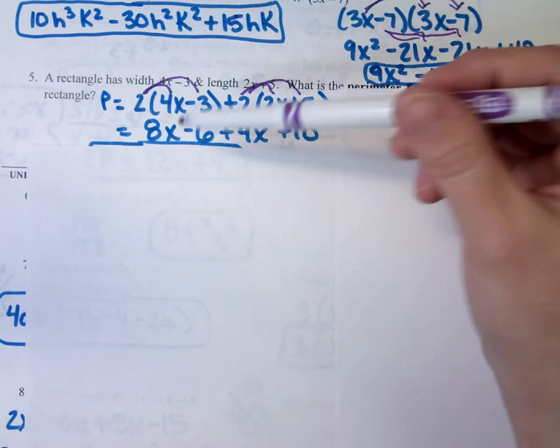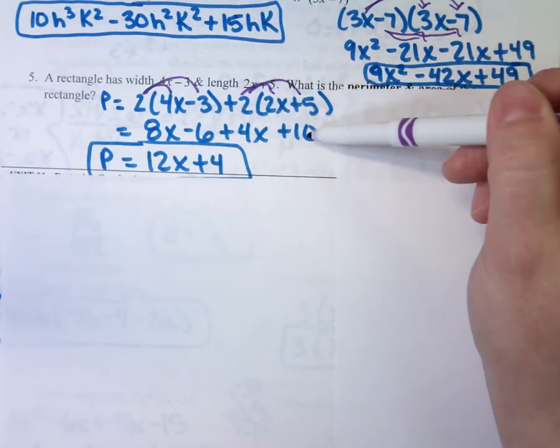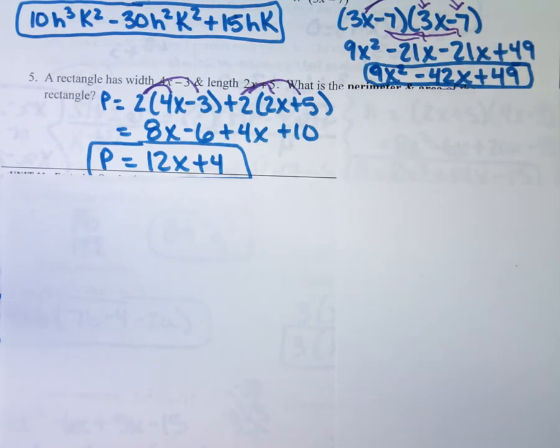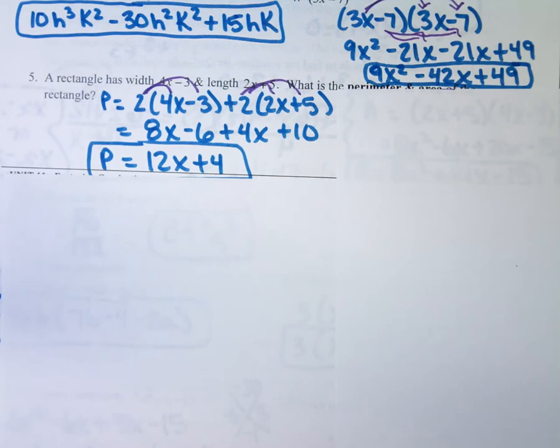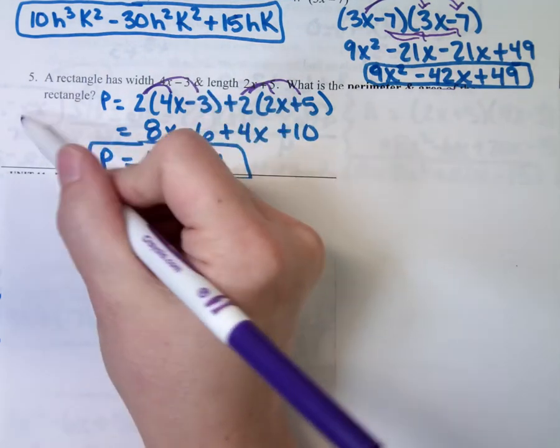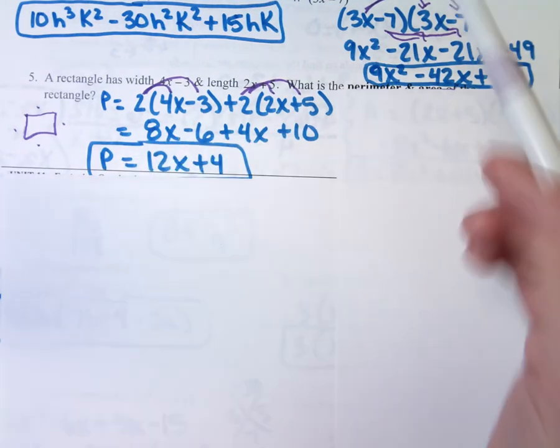From here I combine like terms. 8x and a 4x makes a 12x, and a negative 6 and a positive 10 makes a positive 4. I could also just imagine this in my head. It's this plus this plus this plus this, because perimeter is the distance around an object. So I just add up all four sides, the lengths around all four sides.